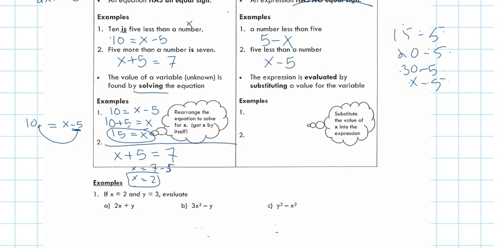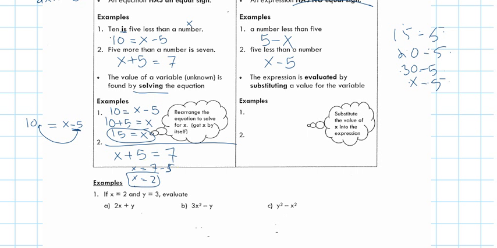Now, with the expressions, there's no equal sign for me to be able to move things around. You need that bridge. You need that equal sign to be able to move things around. With the expression, there's no bridge. So I can't move things around. I can't solve. But what I can do is evaluate.